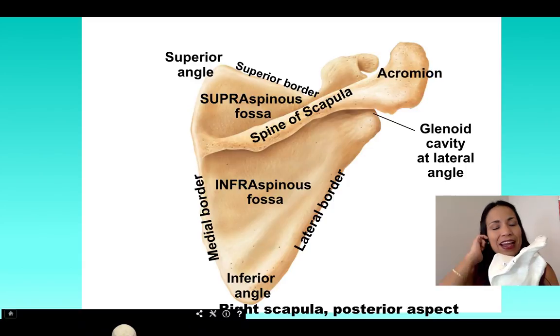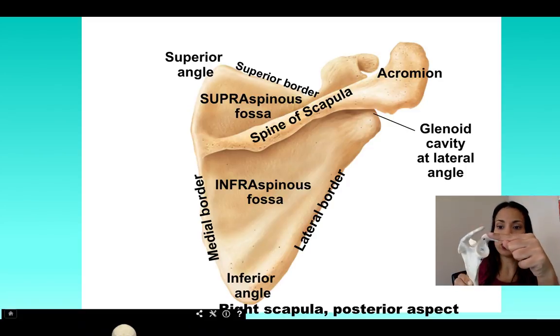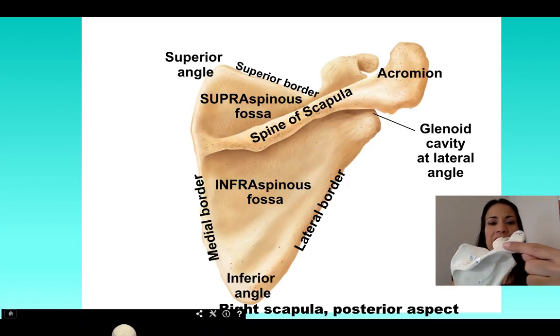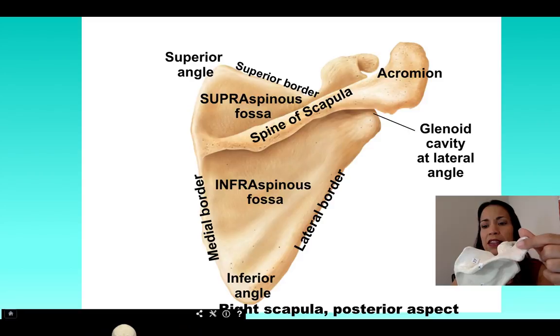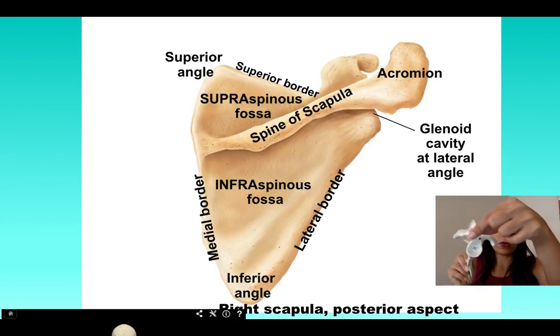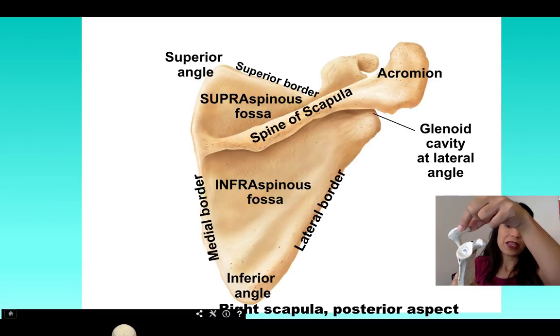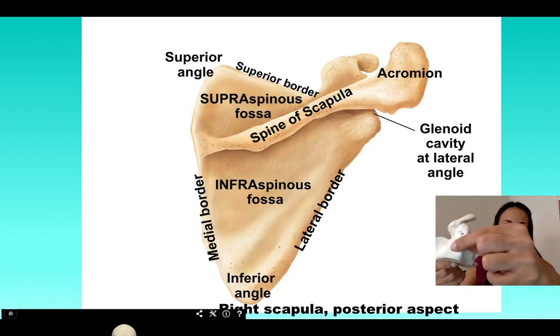Okay. Now, let's follow the spine of the scapula laterally. Laterally, is where the two projections are. You will see that it ends in this broad piece of bone, and this is just your acromion, that we also described in the anterior view. So the anterior view, lateral view, posterior view, superior view of the acromion. See how flat it is?